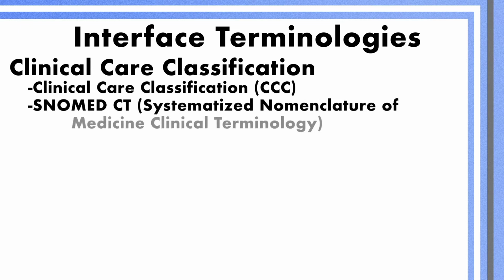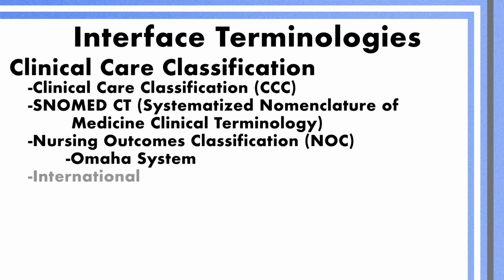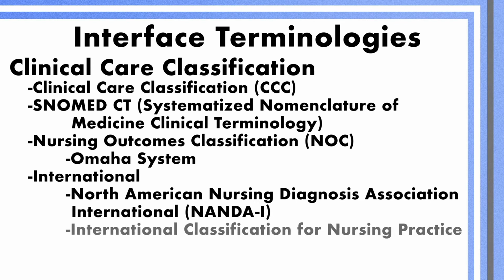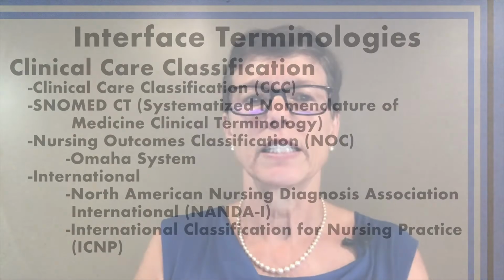So beyond nursing minimum data sets and such, there is also a thing called interface terminologies. These terminologies include clinical care classifications, nursing outcome classification, and both national and international nursing diagnosis terminologies. When we think about interfaces, it's important to understand that these terminologies need to be standard to allow them to connect to multiple systems.